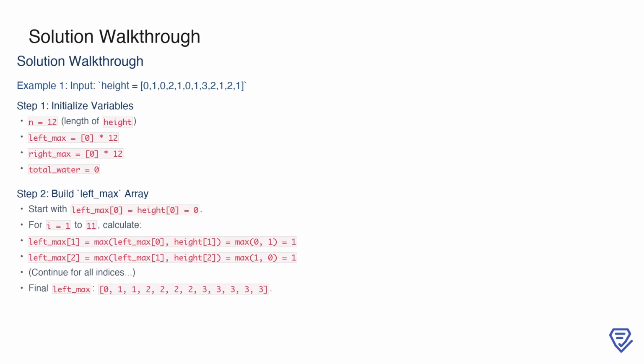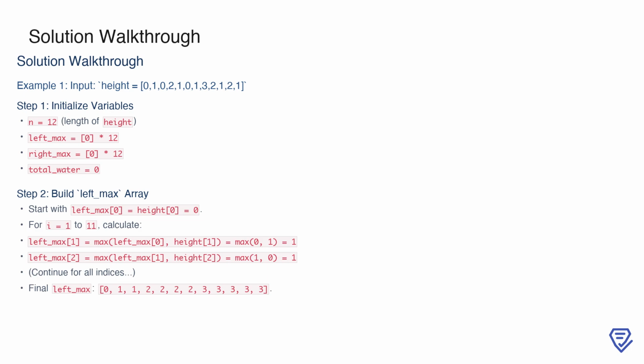To solve the problem of trapping rainwater, we start by initializing a few key variables. First, we determine the length of the input array, which is 12 in this example. Then, we create two arrays, left_max and right_max, each initialized with zeros and having the same length as the input array. These arrays will help us keep track of the maximum height of the barriers to the left and right of each index. Additionally, we initialize a variable total_water to 0, which will store the accumulated amount of trapped water.